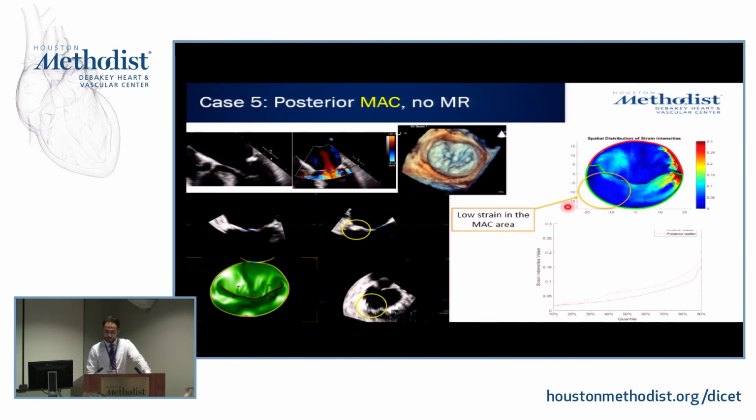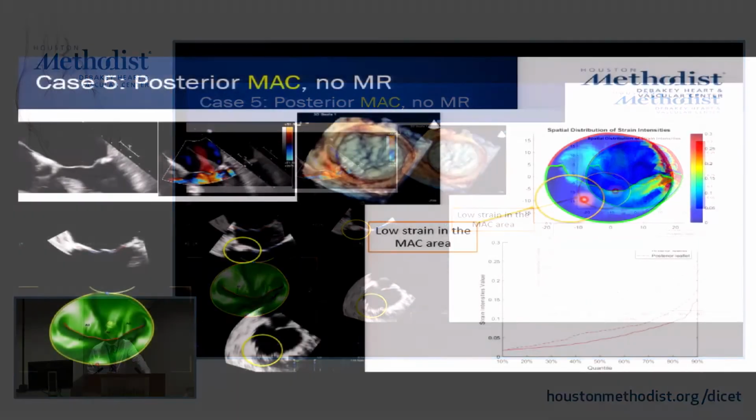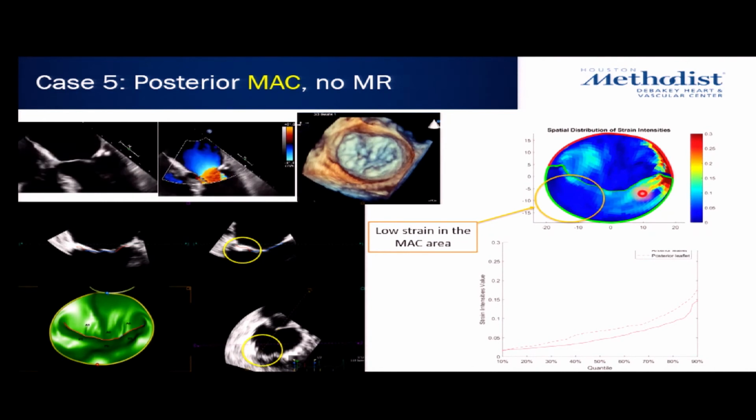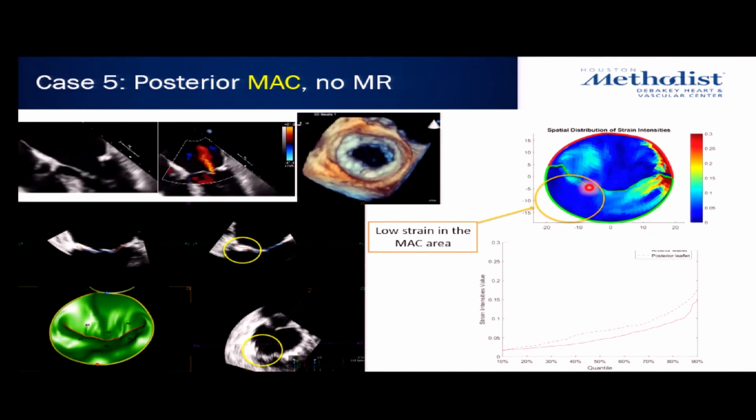image. So basically what I'm trying to say is that this area here, which is the calcified area, had a lower strain compared to the other areas. It would be expected, I would say, based on the calcification of that area. Maybe the leaflet is more rigid, it doesn't move as much. But again, this is very preliminary right now.